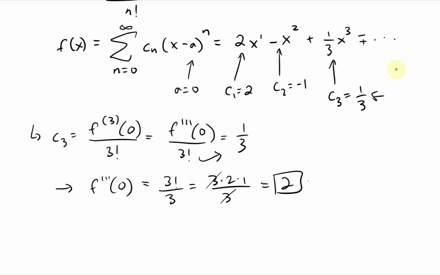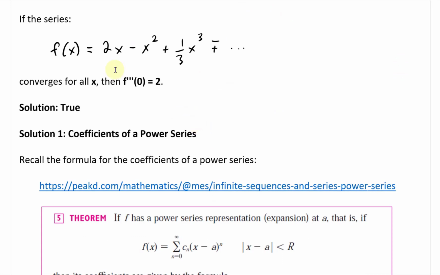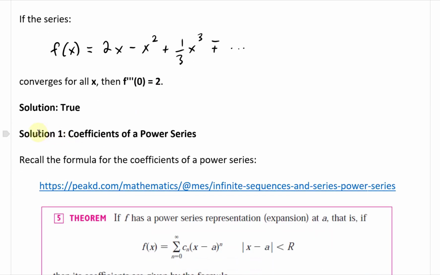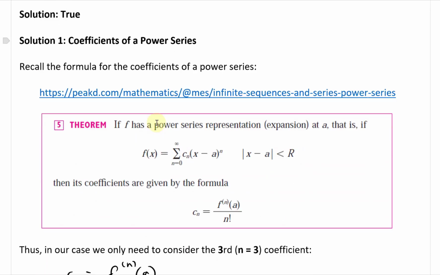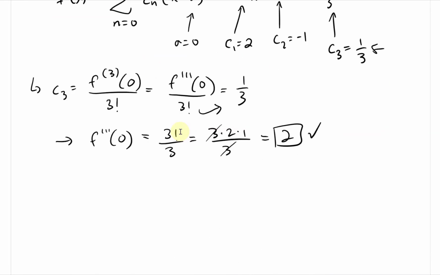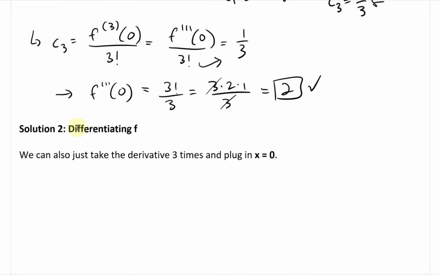So this is true, and yes, we're given that it converges for all x, then f triple prime 0 equals 2, and that is true. So that's solution 1. That's just using coefficients of a power series. We know it's a third one. And the other solution is we could just do it all directly. Yeah, so let's take a look at that.